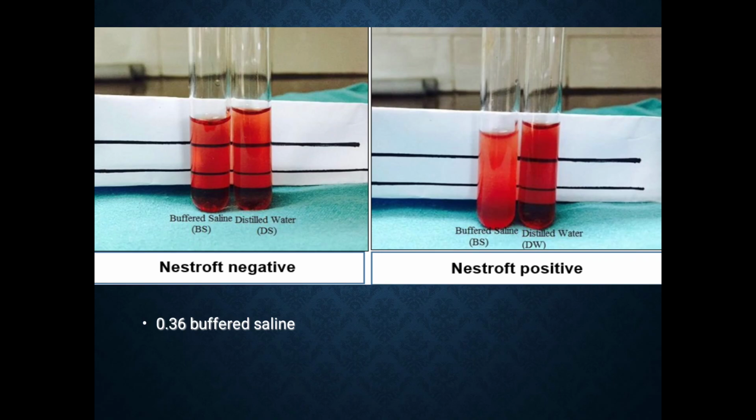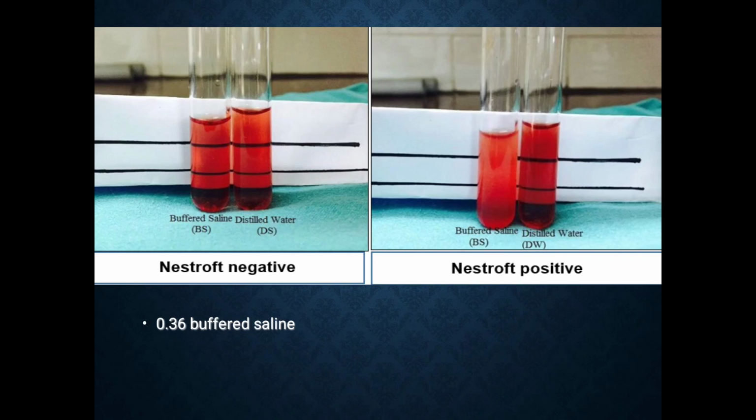Commonly, after the blood is put into distilled water and buffered saline, in distilled water normal cells will lyse, but in buffered saline they won't. When the tubes are kept in front of a white sheet with a line, when we are not able to see through to the line, it is positive. Like in the positive test, we are not able to see through it.